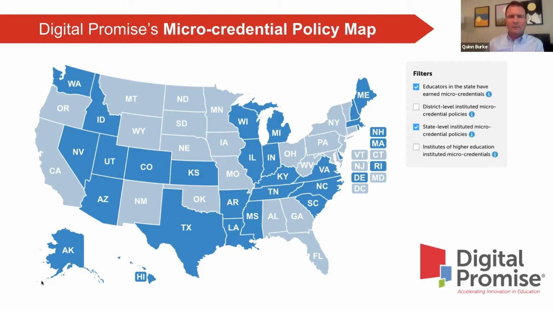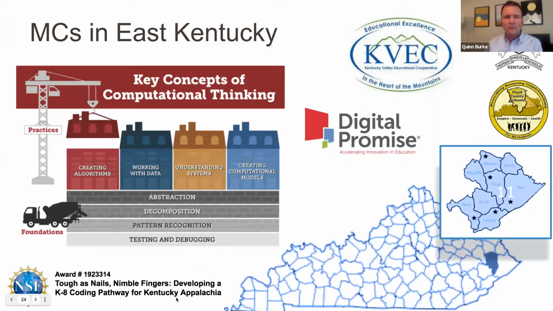Well, I have 2 slides, but let me just talk about a case study of what we're doing right now. There's a lot of text here, but a lot of images. We're working over in East Kentucky on an NSF grant, and we're going into year 3 right now. It's about bringing K through 8 coding into Kentucky Appalachia, an area that was really hit hard by the departure of the coal industry.